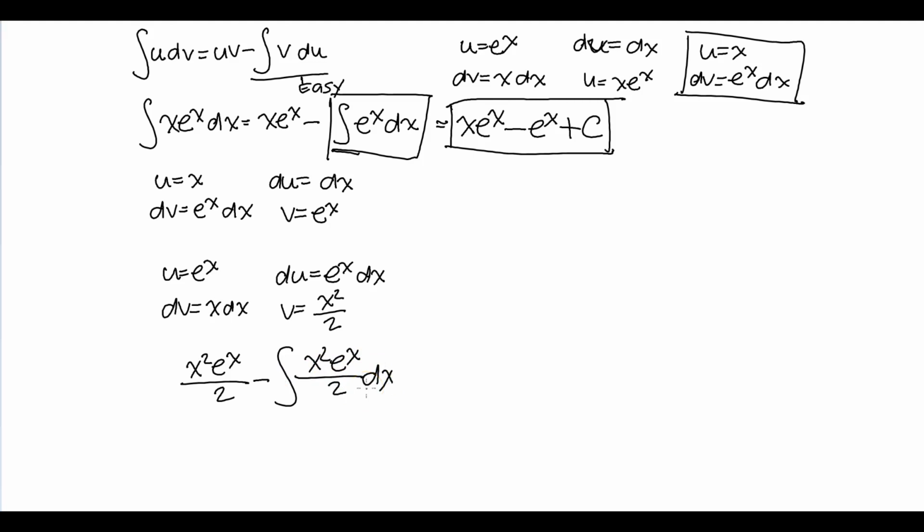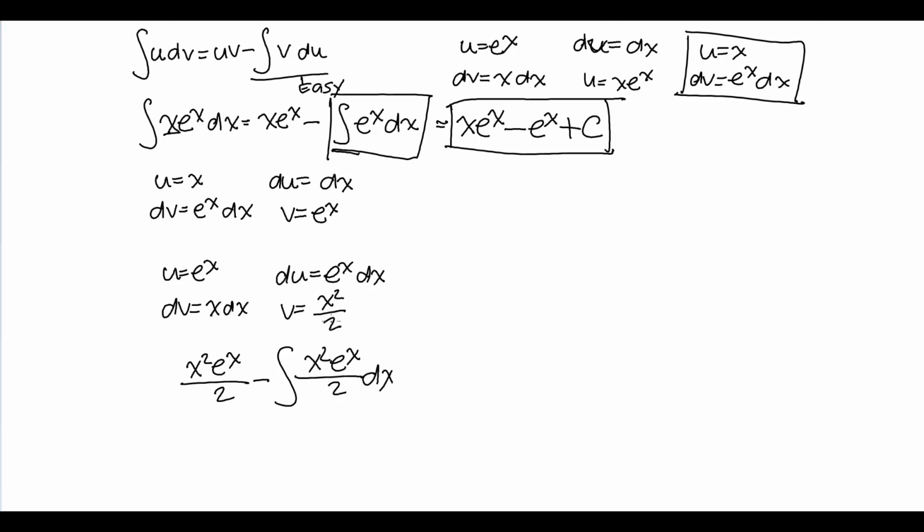And now we just made the integral even worse. Okay, we had x, and it was degree 1. Now we have x squared. So we in fact made the integral a lot worse. So you need to be very, very careful about which ones you pick for u and dv.